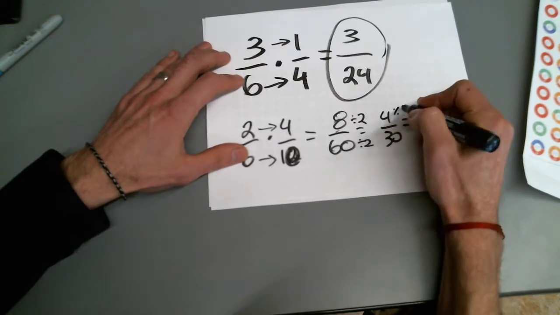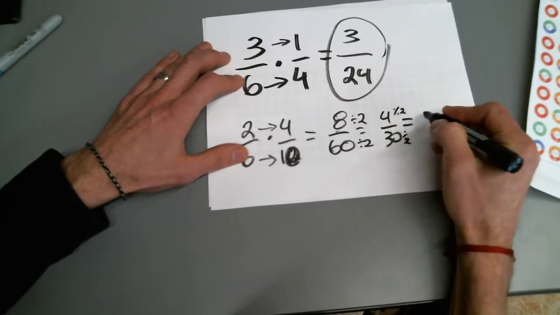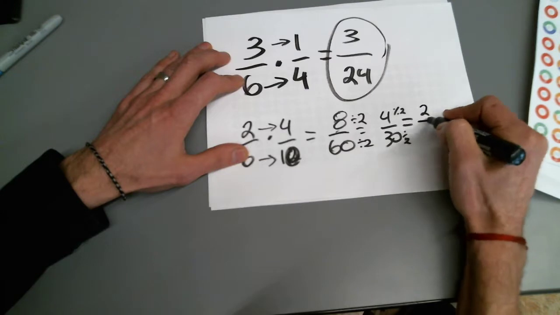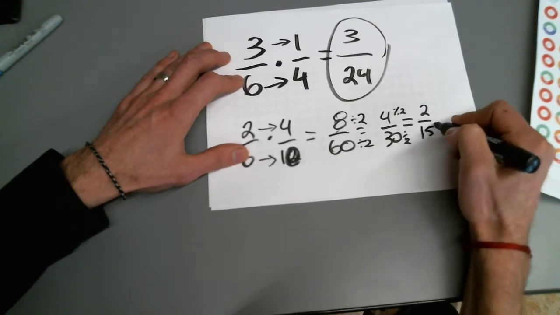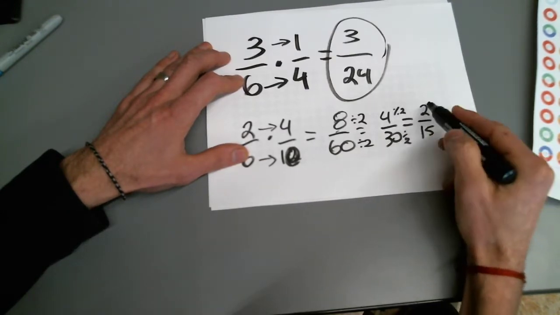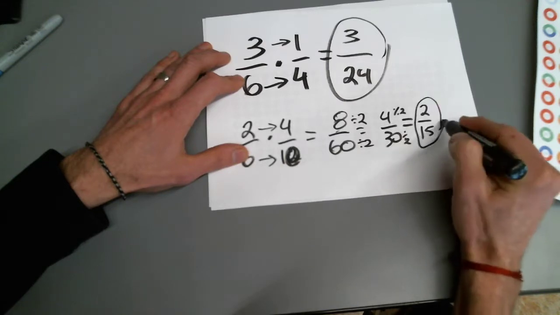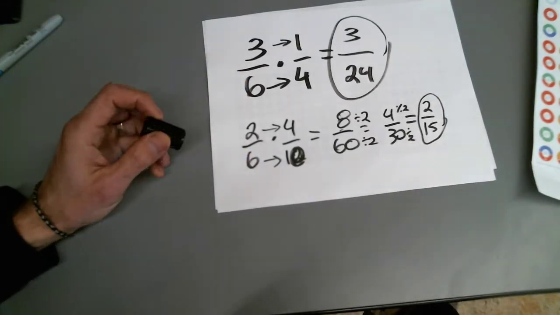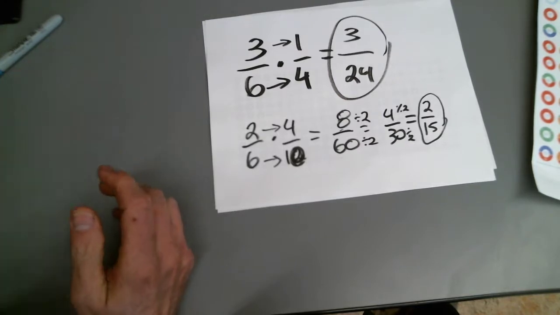Look at that. Should have trusted the sheet. 4 divided by 2 is 2. 30 divided by 2, 15. Nothing goes into 2 and 15. There's my answer. And remember, if you don't understand, I haven't taught this to you yet in class.